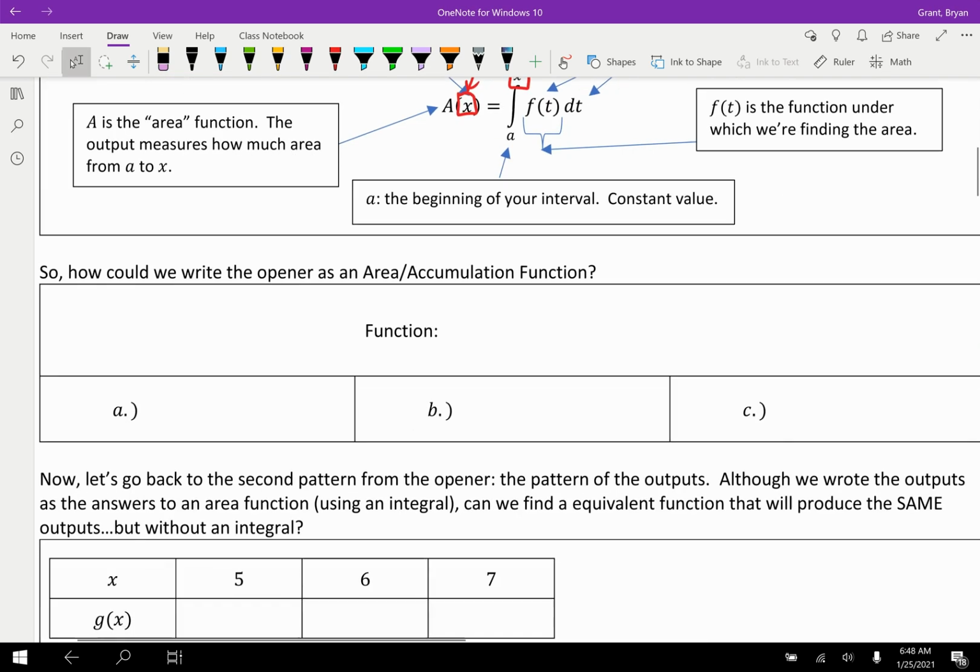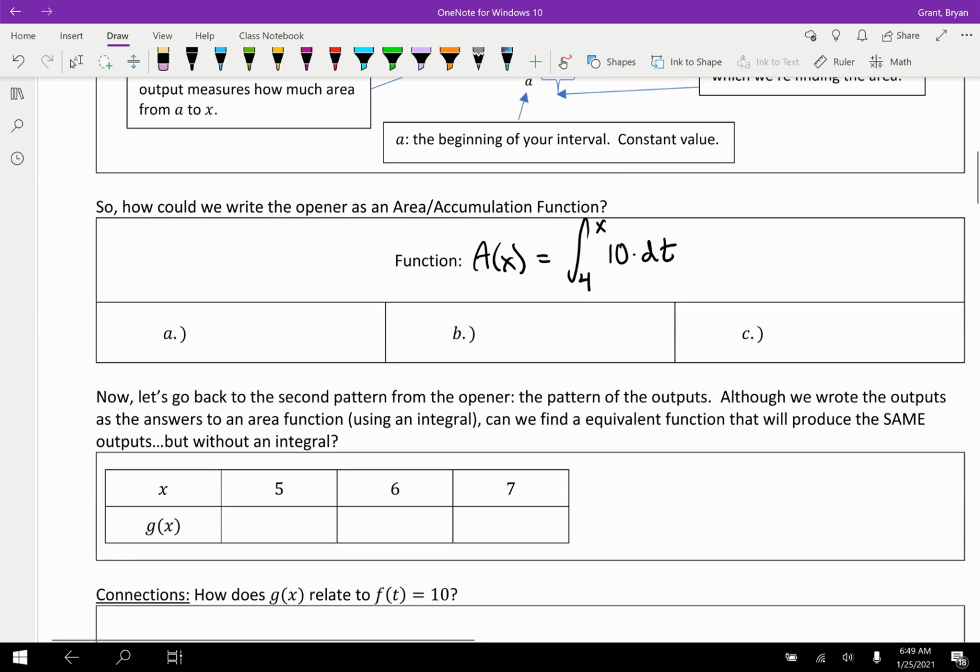Alrighty, so how can we write the opener as an area or accumulation function? Well, that's very easy. We're going to say A of x. The area found after varying any x value is given by the integral from 4, that was constant, to x of 10 dt. And hopefully in here we can see what's constant and what's going to change. Constant, that's where we start. Constant, and it's a function of t. This is what we changed every time, right? We made this 5, then 6, then 7, and area is going to be our answer.